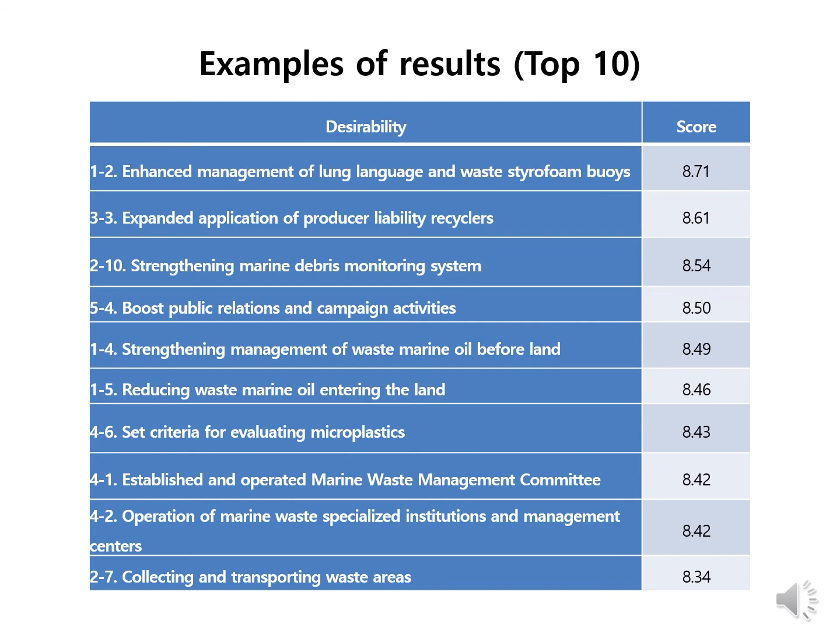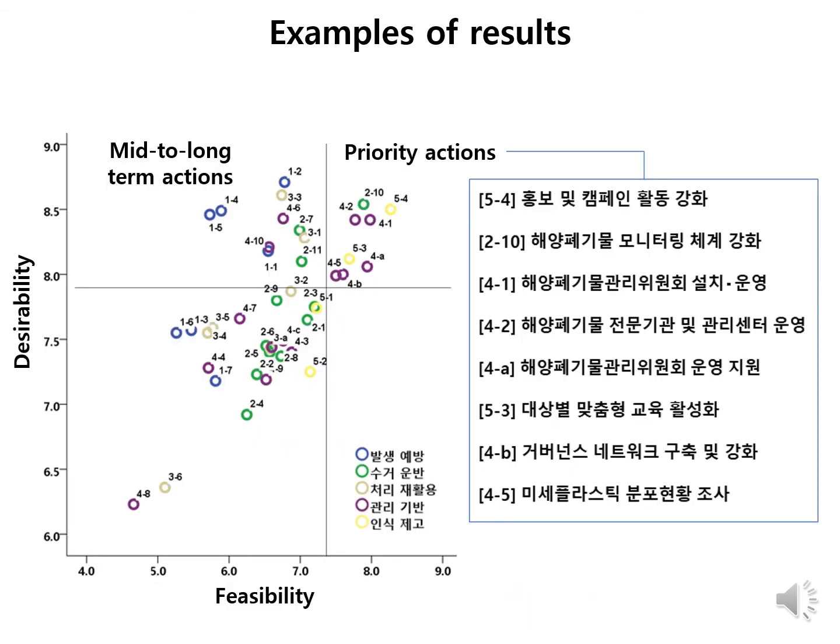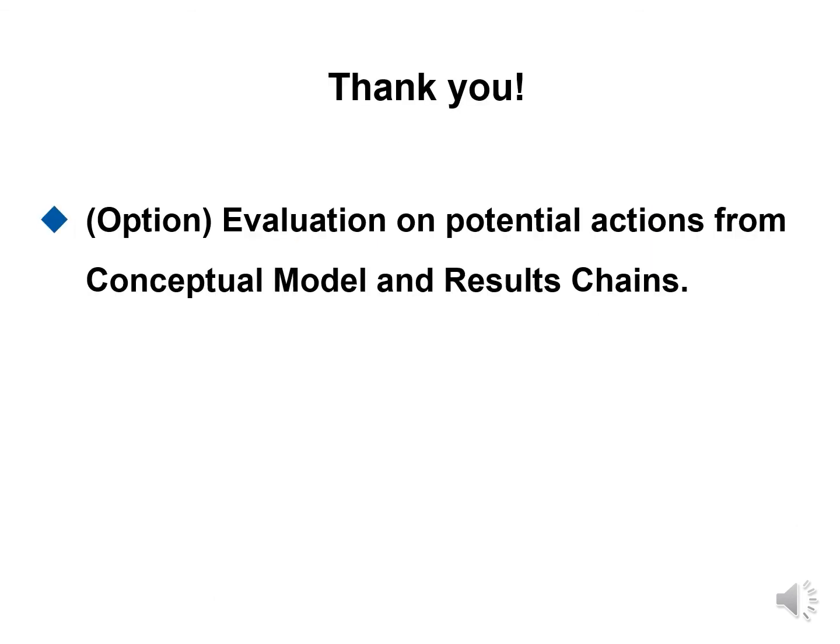We will analyze the result to identify top 10 priority options and compare the desirability and feasibility of each option. We can use color of bars for grouping the options to policy areas. And we will also use quadrants to identify priority actions and mid to long-term actions. And if we have any chance, we can apply desirability and feasibility evaluation on the potential actions suggested in practice of a conceptual model and result chain of last lecture.